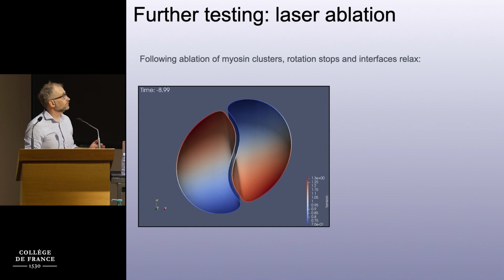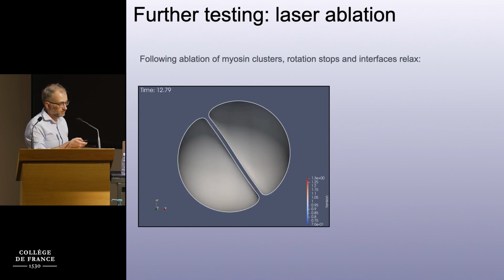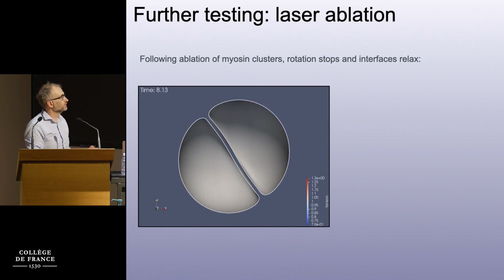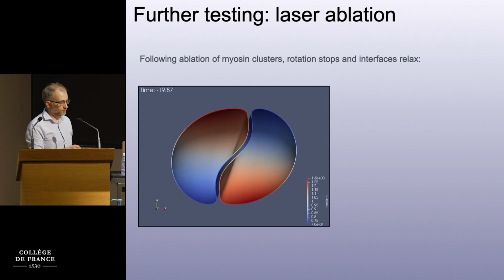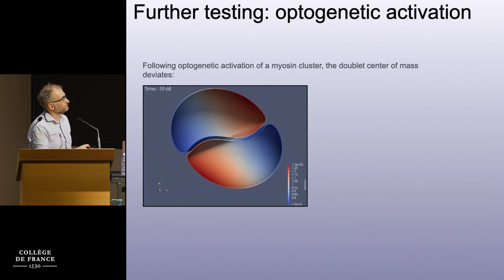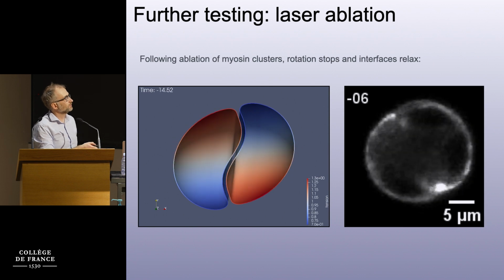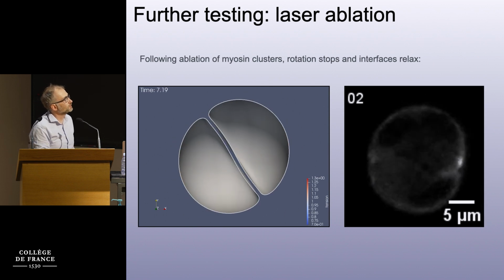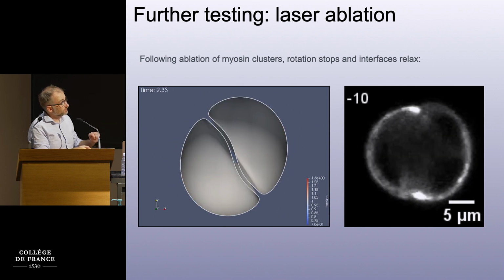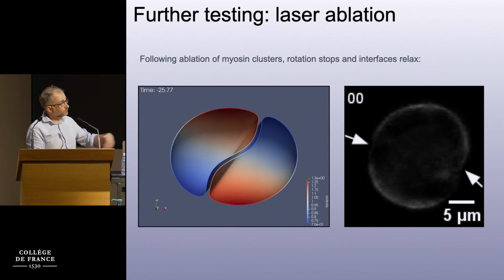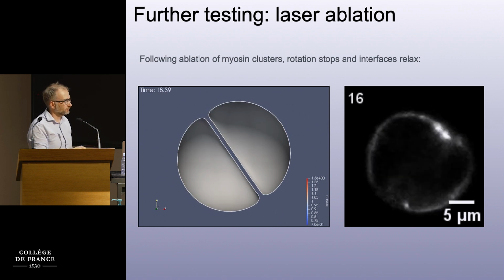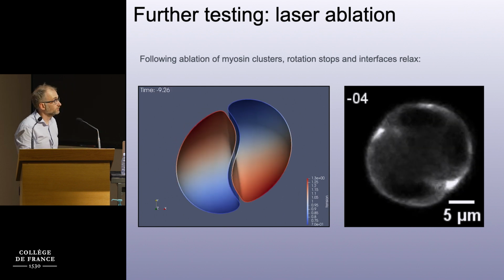So then we can do some tests to see that this model makes sense. One simple test is to suddenly remove the gradient of active tension, and of course the rotation stops. The interface relaxes, and this we can do in experiment. Our collaborators can do this in experiment with laser ablation, and indeed the doublet stops rotating, and then after a while, the clusters reform, and it starts to rotate again. But transiently, the cluster is removed. We can verify this quantitatively.